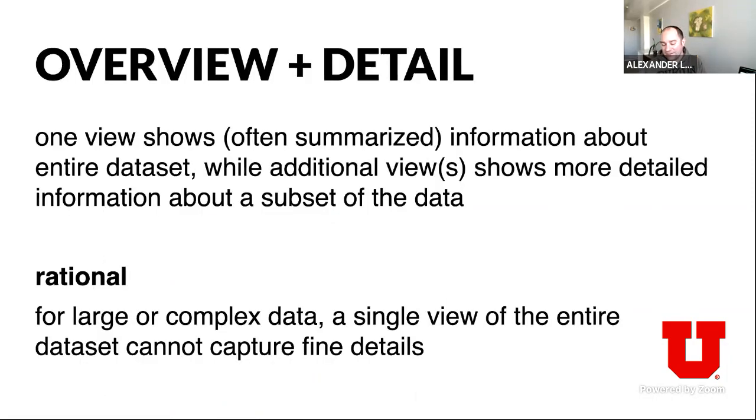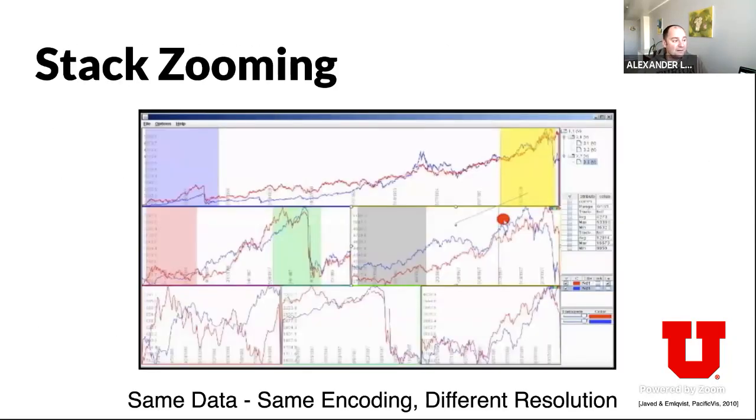The other thing you use multiple views for is overview and detail. Here, one view often shows summarized information about an entire data set, while additional views show more detail about a subset of the data. This is especially useful for large and complex data, where you also need to look at fine details. In this example, we are looking at a time series at multiple levels of detail.